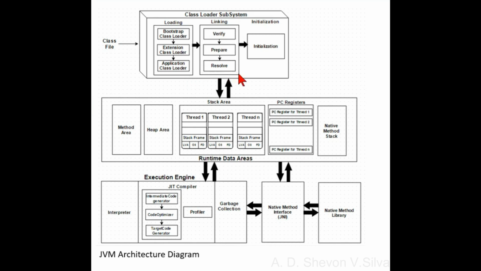Linking. Verify: bytecode verifier will verify whether the generated bytecode is proper or not. If the verification fails, we will get a verification error. Prepare: for all static variables, memory will be allocated and assigned with default values. Resolve: all symbolic memory references are replaced with the original references from the method area. And initialization, this is the final phase of class loading. Here all static variables will be assigned with the original values and the static block will be executed.